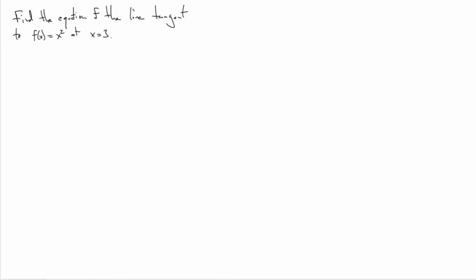We'll see if we can find the equation of the line tangent to the curve f of x equals x squared at the point where x equals 3. And here's a rough sketch of y equals x squared, the parabola, and we're looking for a line tangent to that curve at the point where x equals 3, and where x equals 3, y equals 9, so it's passing through the point (3, 9).